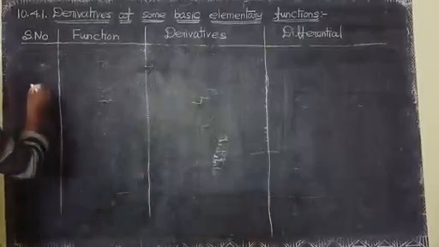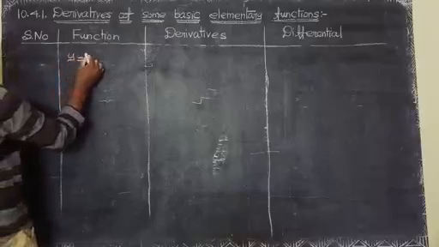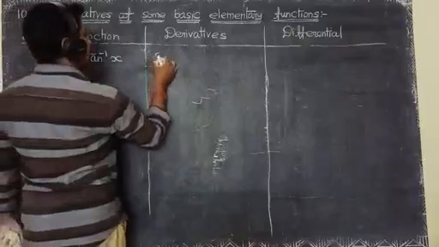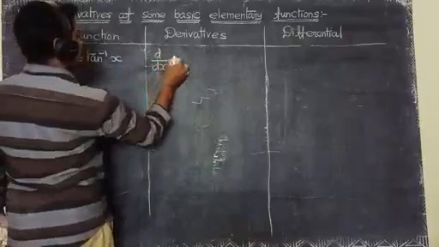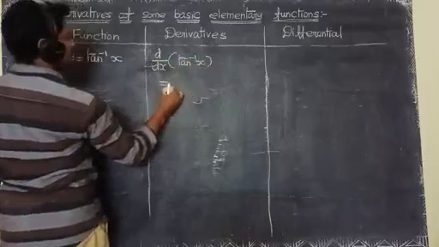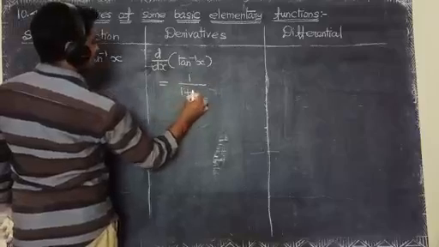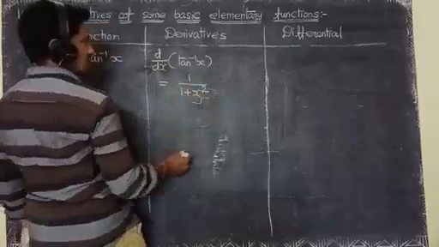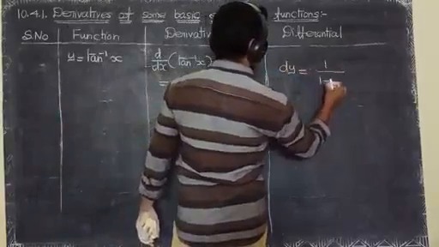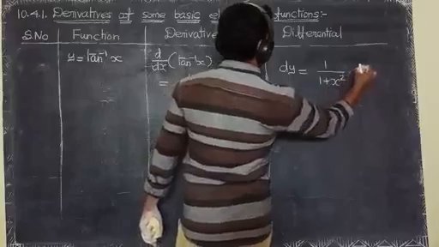Next, y equal to the function tan inverse x. The derivative d by dx of tan inverse x is equal to 1 divided by 1 plus x square. Then the differential dy is equal to 1 divided by 1 plus x square into dx.